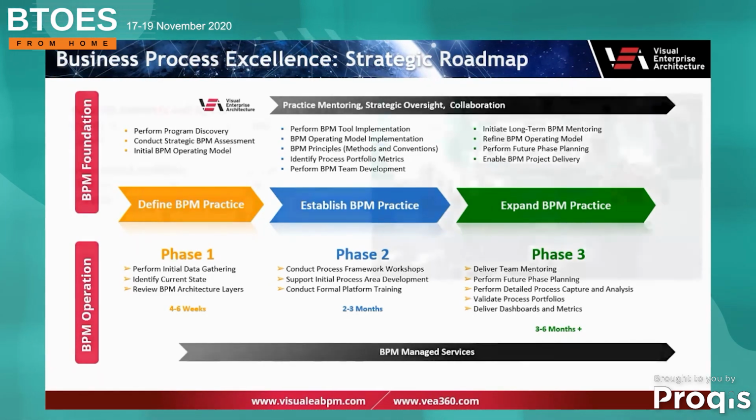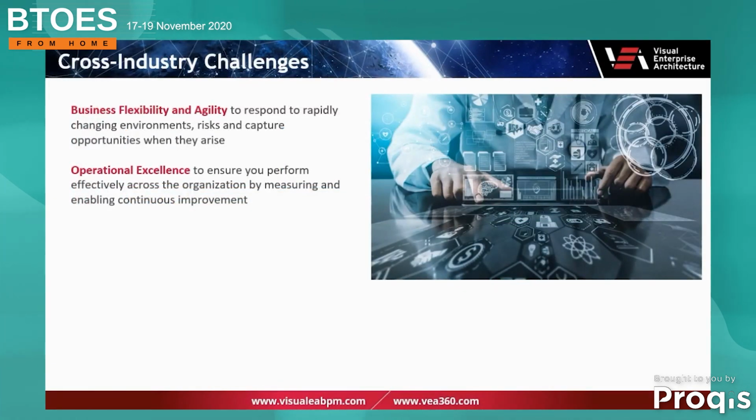So I believe I could summarize some of the cross-industry challenges that all of you have in achieving business process excellence. Business flexibility and agility. How are you going to change to respond to the changing environment we have? The velocity of change is much greater, and you're going to have to capitalize on opportunities when they arise. Competitive advantage means more than just having a better product, a better service, a better solution, but the timing and when you're able to deploy that solution responding to market conditions.